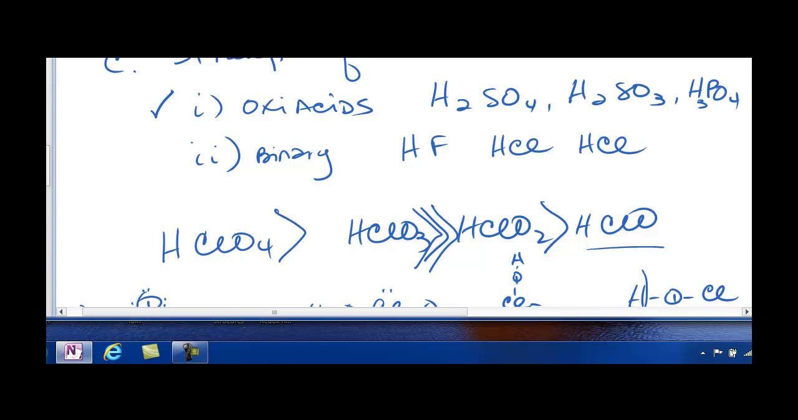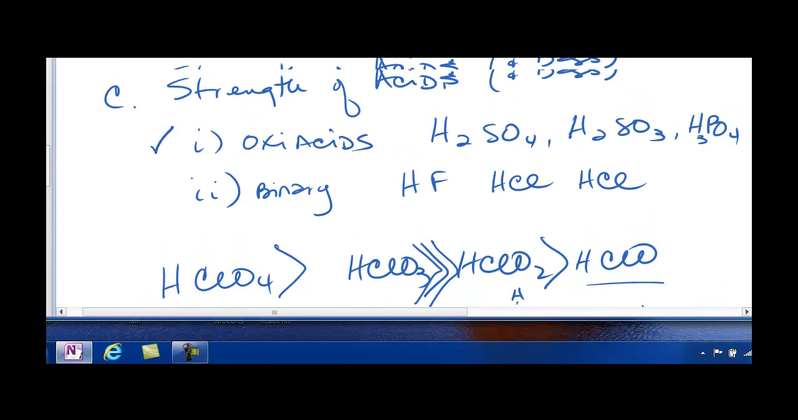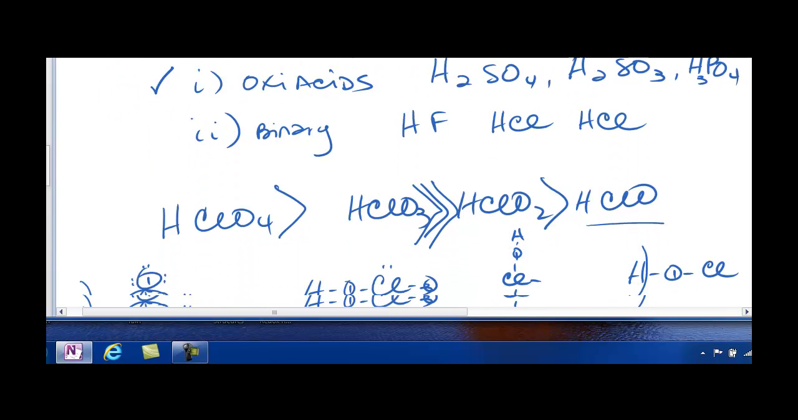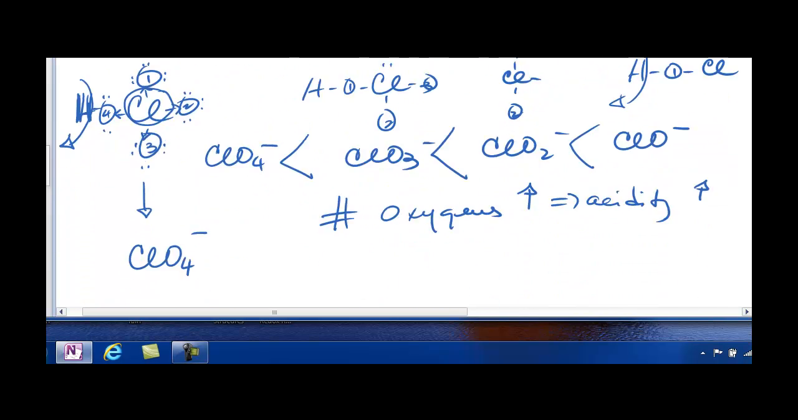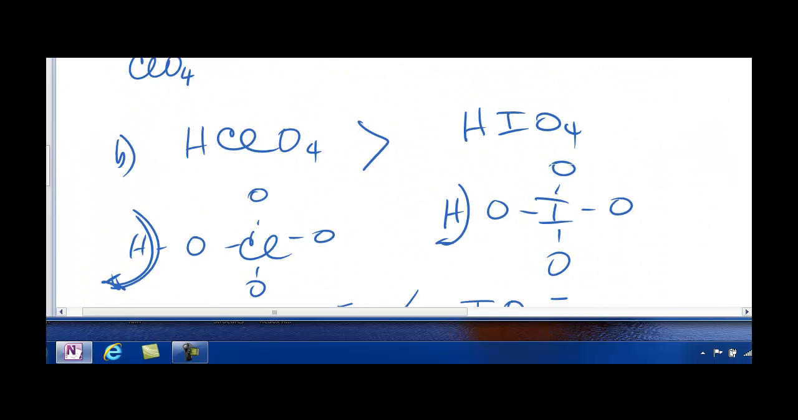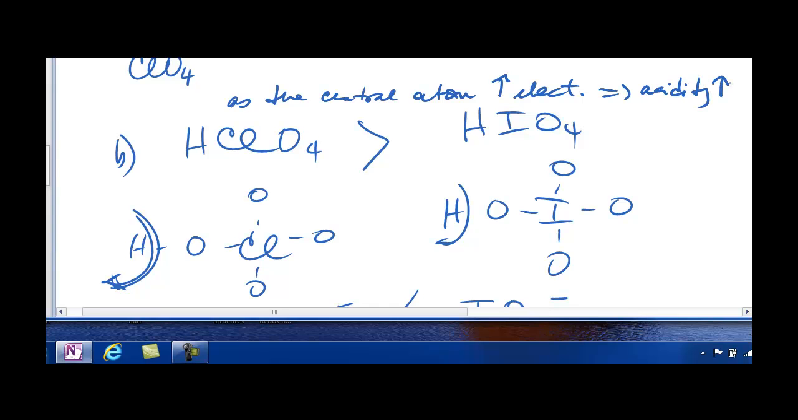So we did oxyacids. The greater the number of oxygens, the greater the acidity. You got that. Or the greater the electronegativity of the central atom, the greater the acidity. I didn't write that down, but we said it. As the central atom increases its electronegativity, the acidity also increases. Chlorine is more electronegative, more hungry for electrons, so it's going to kick out that H faster than the iodine, which is not as hungry for electrons as chlorine.